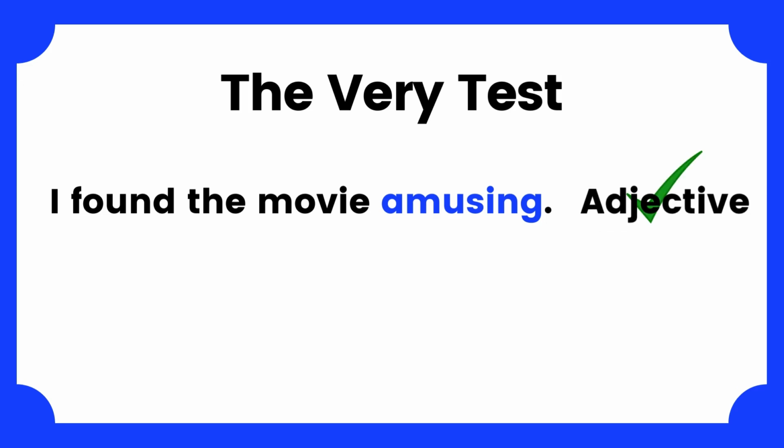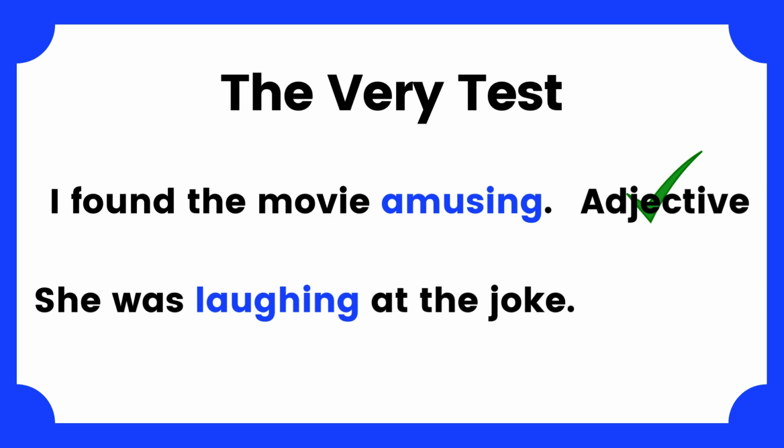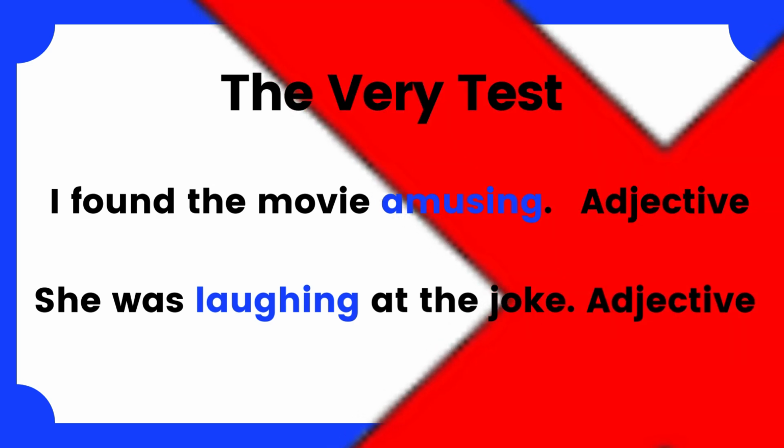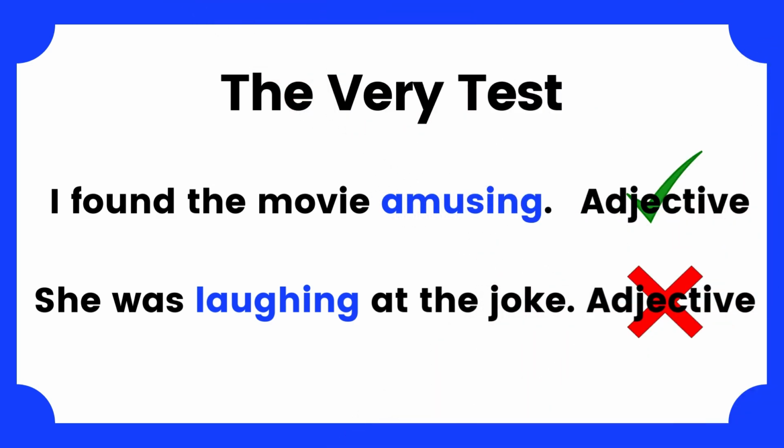How about this sentence? She was laughing at the joke. Is laughing a verb or an adjective here? Let's add very. She was very laughing at the joke. No, the sentence doesn't make sense. So that means that laughing is not an adjective here.